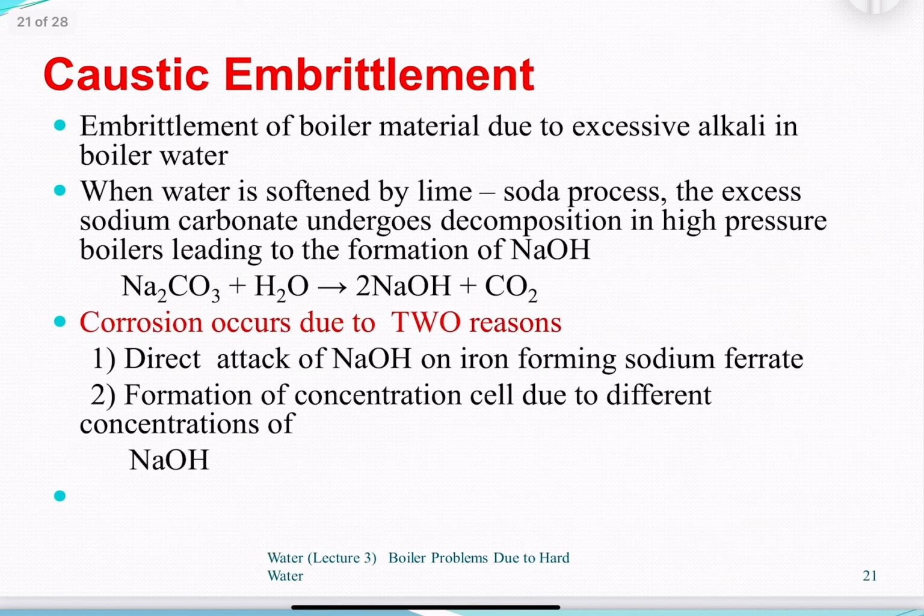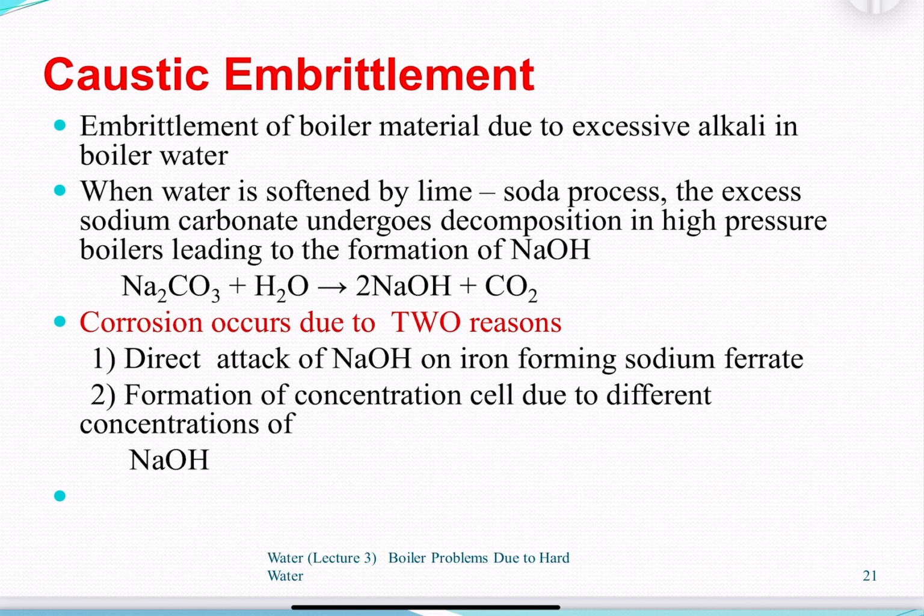Now we come to the last problem which is caused by hard water in boilers, and that is caustic embrittlement. See, all of you know what is brittle. Brittle means something which breaks easily. So when there is excessive alkali in boiler water and the boiler material becomes brittle due to excessive alkali, then it is called caustic embrittlement.